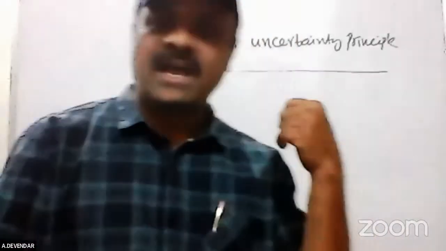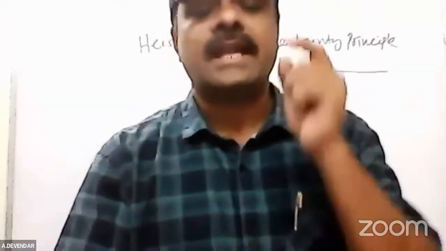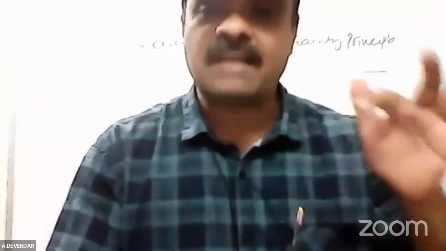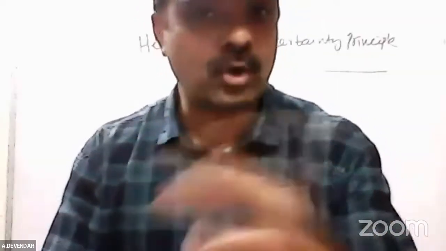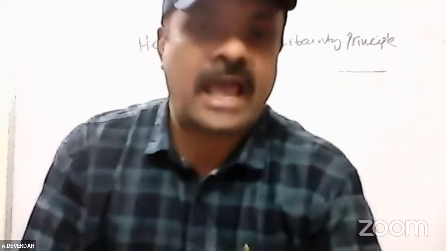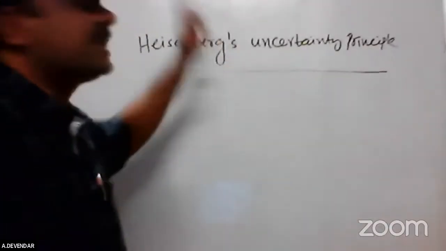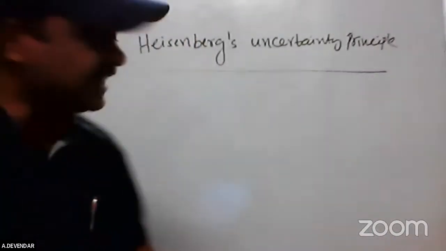Uncertainty is there. That is given by the Heisenberg uncertainty principle. Why? Because it is impossible. I'm stating the definition of the Heisenberg uncertainty principle: it is impossible to calculate simultaneously and accurately both the position and momentum of a fast moving particle like an electron in an atom. This is called Heisenberg's uncertainty principle. He gave one equation.